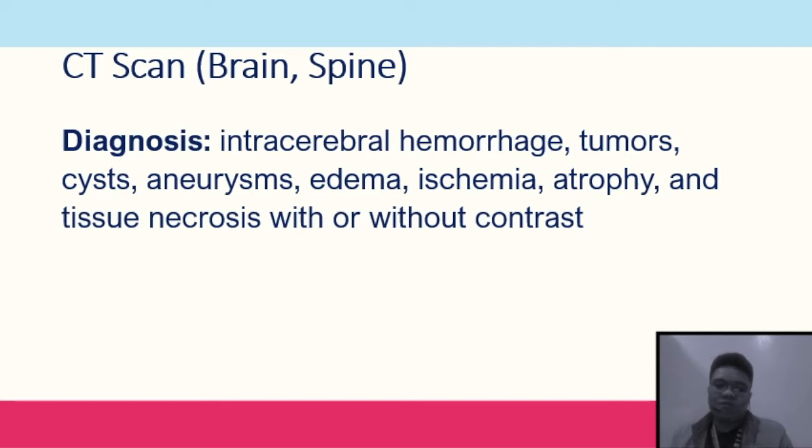Now, your CT scan could also be diagnosed for the following: intracerebral hemorrhage, tumors, cysts, aneurysms, edema, ischemia, atrophy, and tissue necrosis with or without contrast. Okay, so class, it can diagnose structural problems within our brain. It could also check areas of ischemia because they would appear to be light on CT scan images. It would also be able to detect if there is a decrease in the size of brain tissue, also referred to as atrophy. So class, your CT scan could not be done for the brain alone, but it could also be done for the spine.